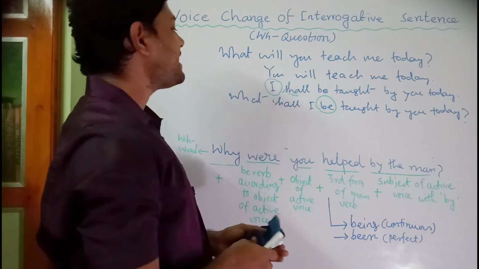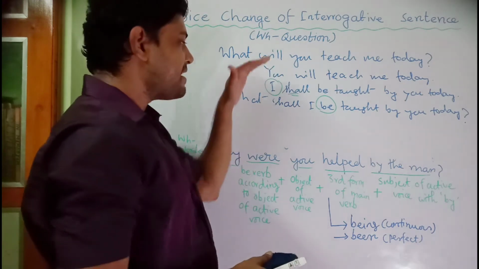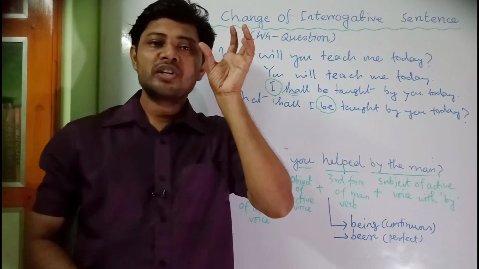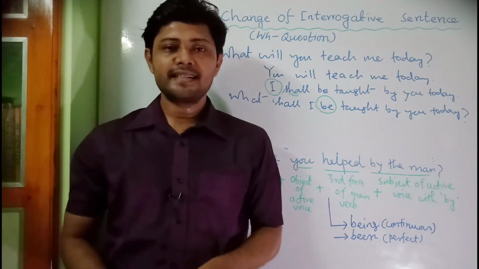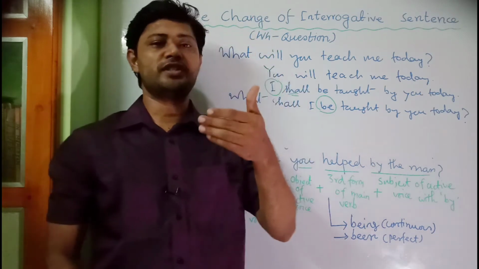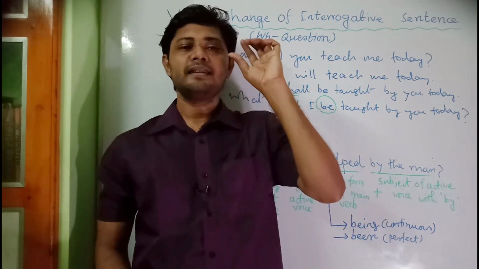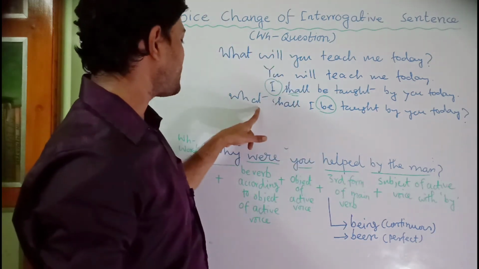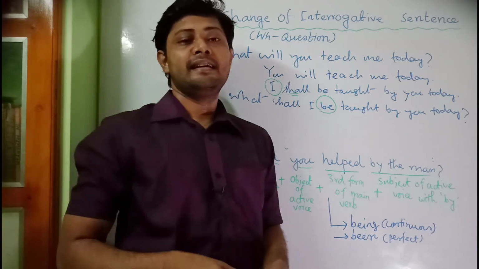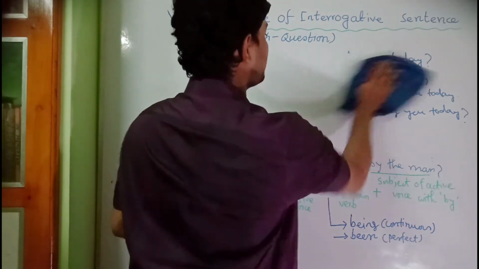Now the second problem. What is the second problem here? The second problem here is that from all these examples one thing we have found common. What is this? That in the passive voice of a WH question the first word is the WH word. It remains unchanged. What remains here? What? Why remains why, isn't it? But there are two exceptions to this rule. What are the two exceptions?